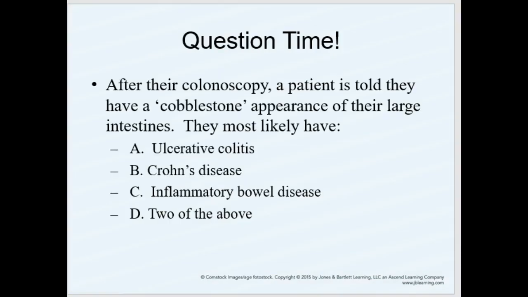Question time. So after a colonoscopy, a patient is told they have a cobblestone appearance of their large intestines. They will most likely have A, ulcerative colitis, B, Crohn's disease, C, inflammatory bowel disease, D, two of the above. Answer that question, and then we're going to move on to irritable bowel.